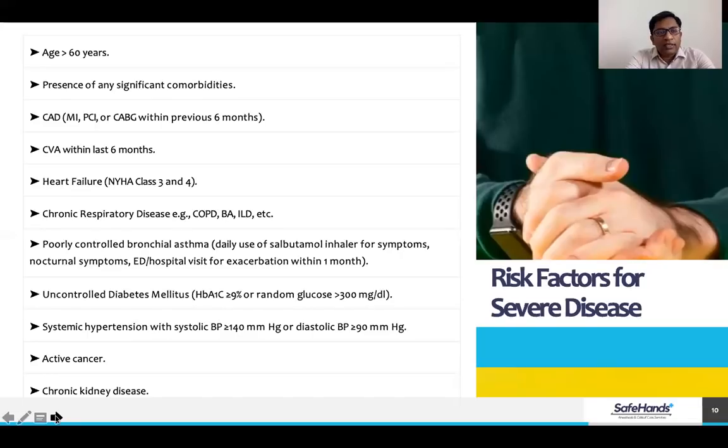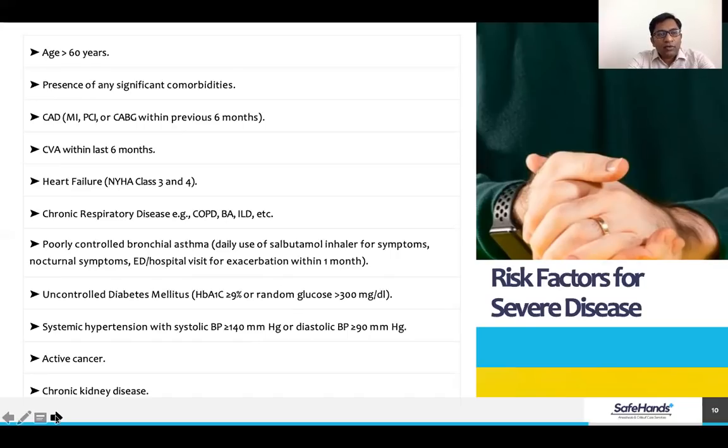Risk factor for disease severity, again, is age more than 60 years. However, we are seeing many young patients, 30 to 45 years, falling ill, becoming sick and going on ventilator support. However, prognostic risk is high in the elderly population, more than 60 years, especially those having comorbidities.